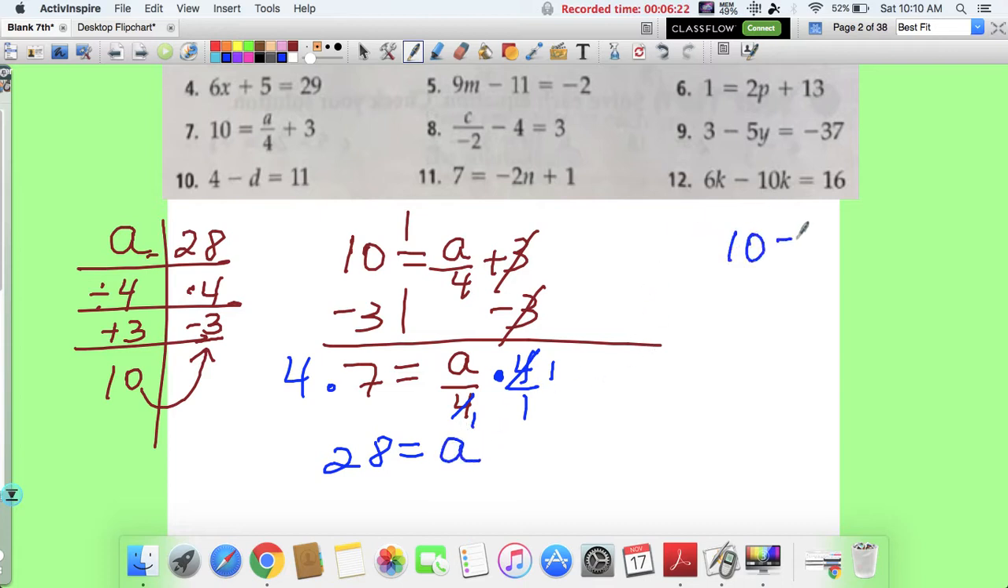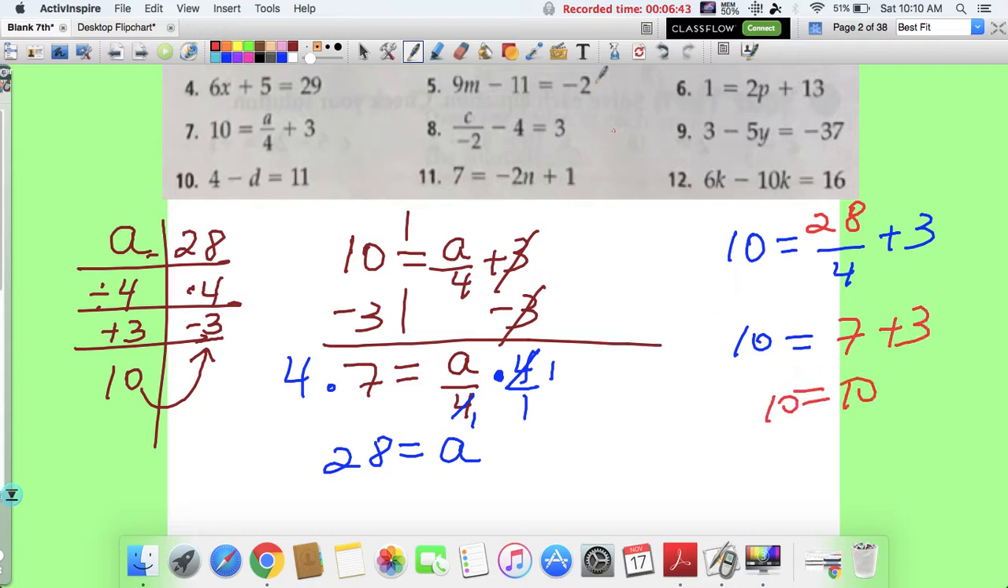Check. 10 equals blank over 4 plus 3. Let me replace the blank here with 28. And I think I'm doing something wrong. Well, no. 28 divided by 4 is 7 plus 3. 7 plus 3 is 10, which equals 10 on that side.